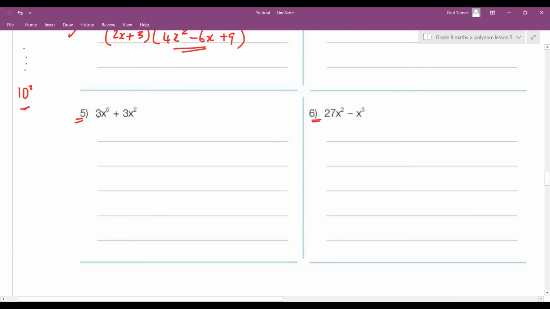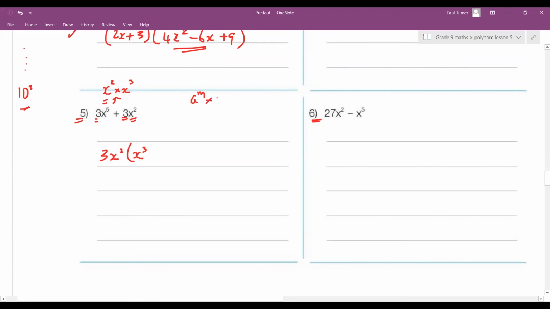So in question 5, you notice you've got 3 and 3. So that's going to be a common factor. But also you've got x squared and x^5. And remember x^5 is x^2 times x^3 here. So x^2 is a common factor as well, x^2. So you would be left with x^3.